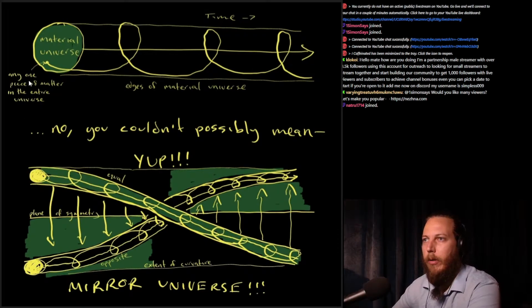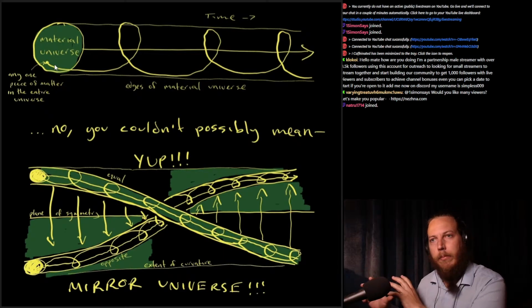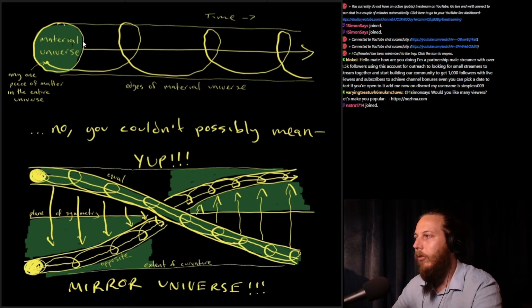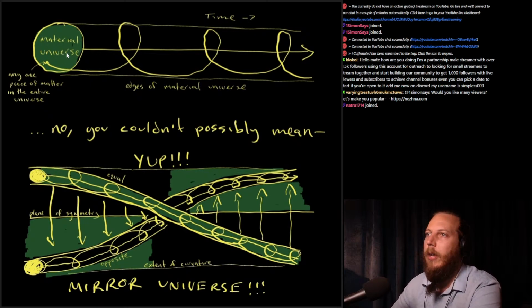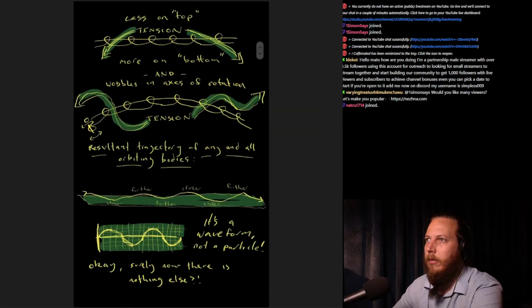And so, any one piece of matter in the entire universe, remember, we're only tracking points, particles. As the universe moves through time or through space, whatever level of analysis we're applying to the material universe, it has a linear path forward through time here. And then we have the edges of the material universe, and then all the particles within it, any one of them, just for simplicity of analysis, will loop around the track and do the same thing that we were looking at before. There's less on top, puts tension on it. There's more on the bottom, it wiggles.